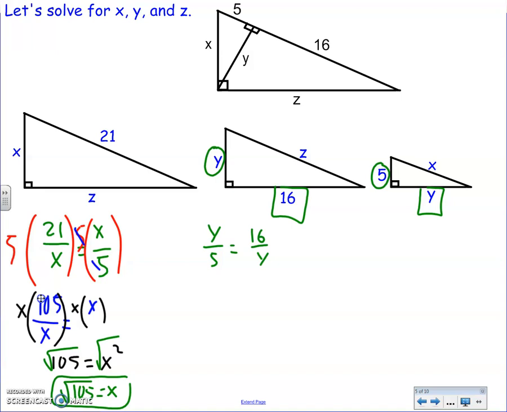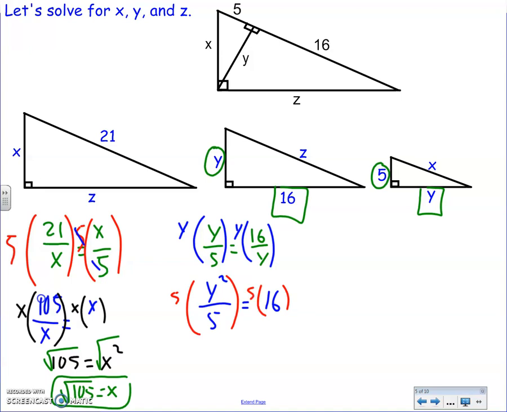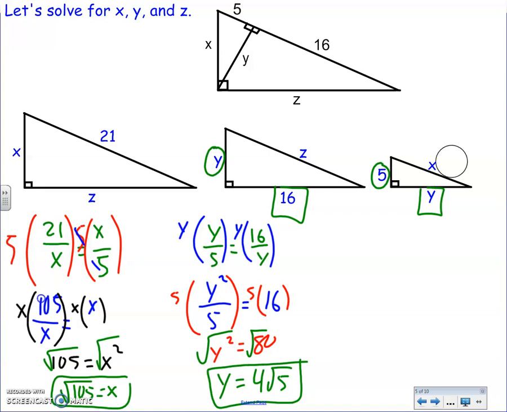Same thing. Get rid of the fractions. Multiply both sides by y first in this case. Y squared over 5 equals 16. Multiply both sides by 5. Y squared equals 80. Square root both sides. 80, if you do the tree branch, you get 4 and 20. 16, 5. 4 square root 5. So you should be able to do the work for that. So I found y.